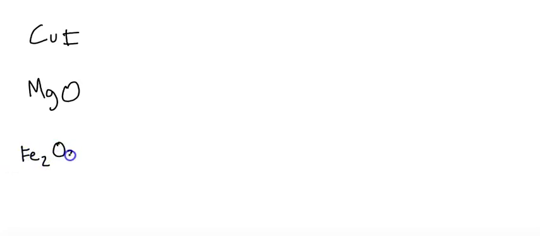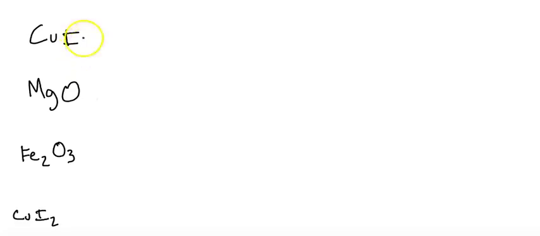So, to start off, we'll just put some examples down. In our example section, we have CuI, we have MgO, we have Fe2O3, and CuI2.